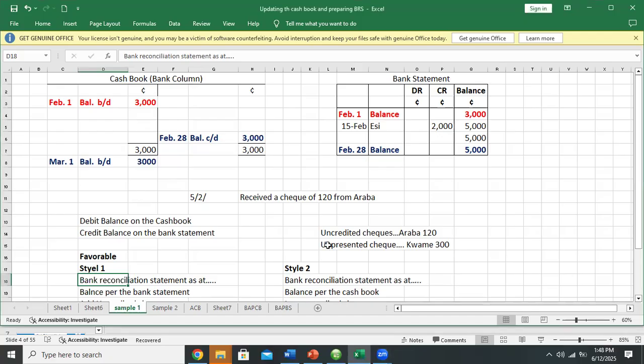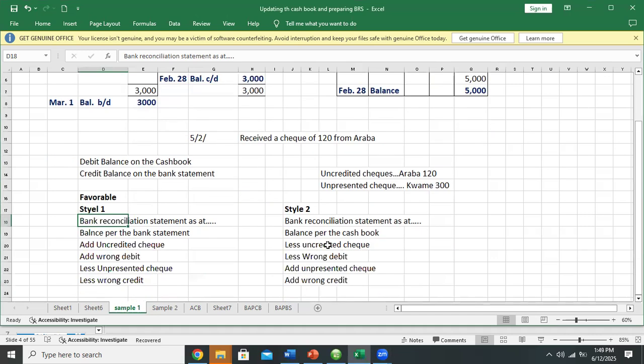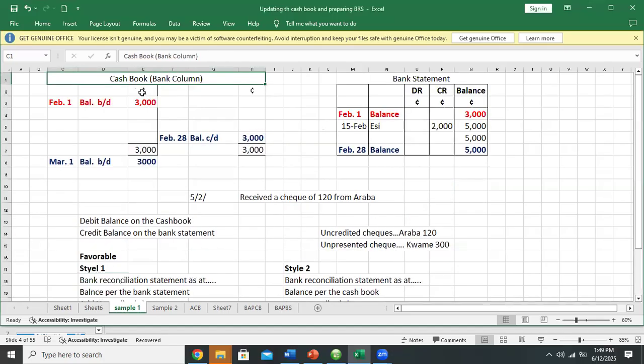Good. So professors, I'll put the format on the page. And this format I've given you is the one where the balance is positive on both the cash book and the bank statement. So next time we'll look at when it is an overdraft. Then maybe we'll look at how to adjust the cash book, and then we start solving illustrations.